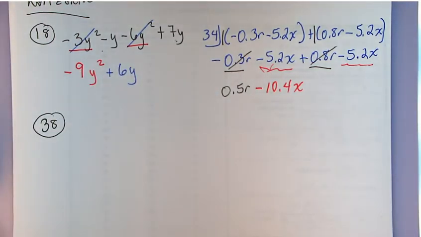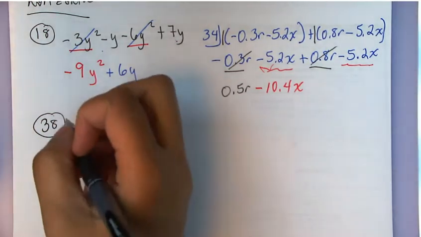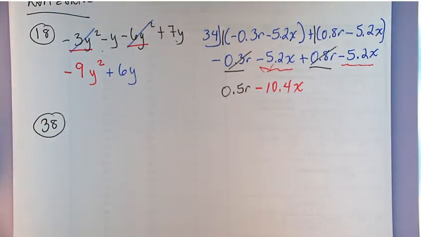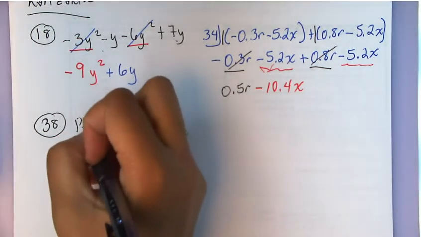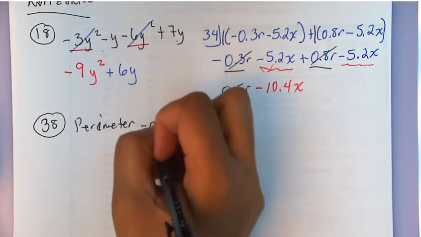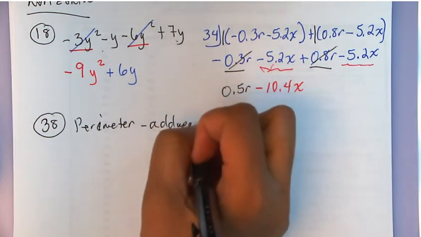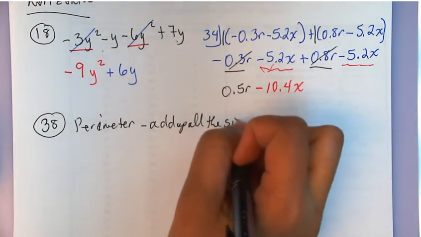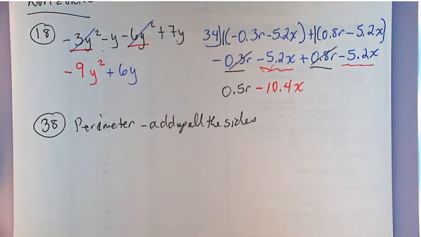They want to find the perimeter. Well, we know finding the perimeter just means the sum of the outside. So we're going to essentially add up all the sides. We know peri means around, and meter means measure. So when we talk about perimeter, we're measuring around the object. So it means add up all the sides.